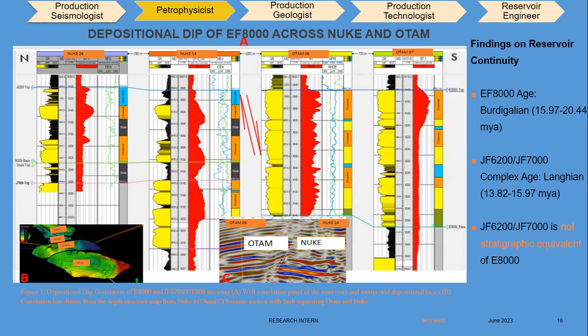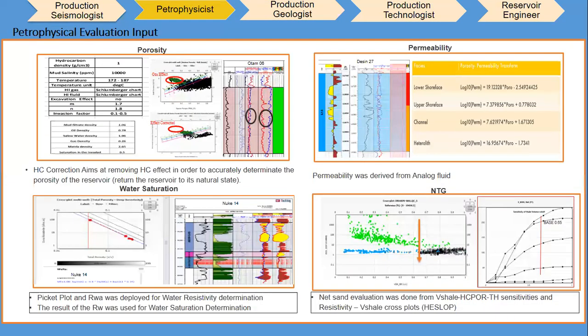Alongside the eras, which is the age of these two reservoirs, the Bolinga era was for the Autumn section, while the Languin era was for the Nuke section. This clearly says that this reservoir is not continuous and truly the fault has truncated the Autumn reservoir, possibly at the lower scale. With this, we're moving on with our petrophysical evaluation input.